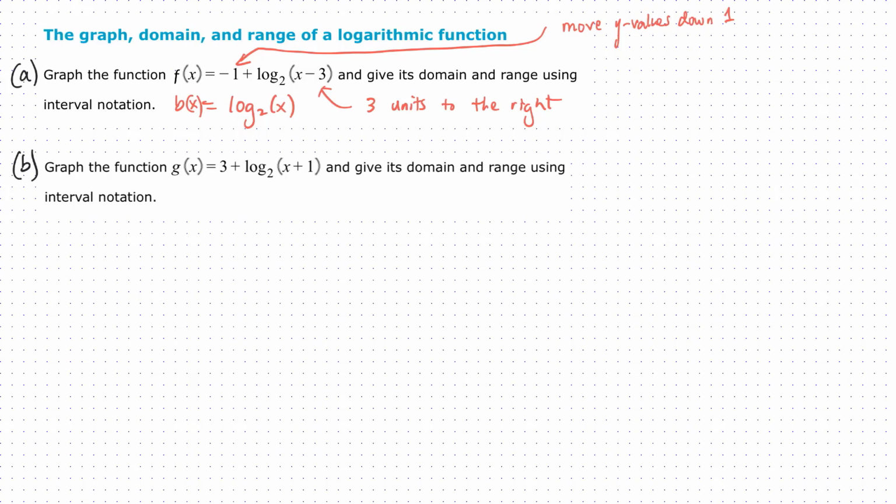Another way to handle graphing is to pick ordered pairs. So we're going to do a combination of both. We're going to do transformations and we're going to do ordered pairs. So let's do part A. Let's do a t-chart. x and f of x.